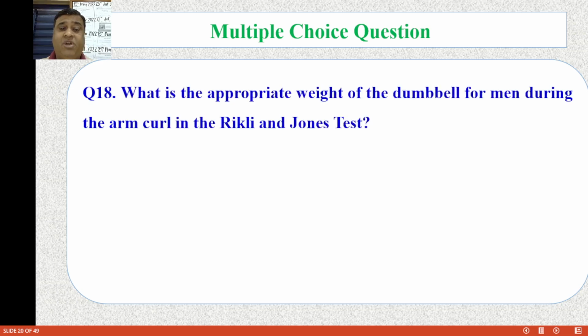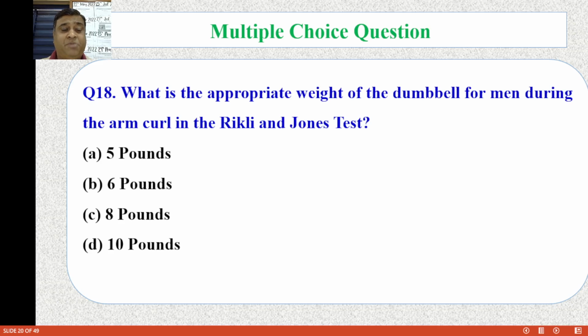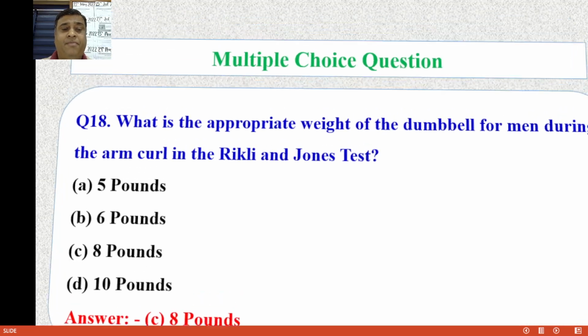Question number 18. What is the appropriate weight of the dumbbell for men during the arm curl in the Rikli-Jones test? 5 pounds, 6 pounds, 8 pounds, or 10 pounds. And the correct option is C, 8 pounds. 8 pounds for male and 5 pounds for female.